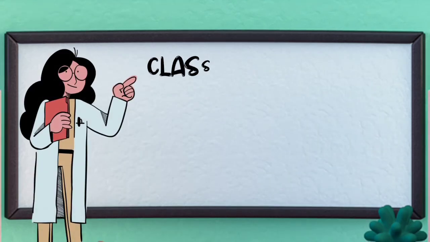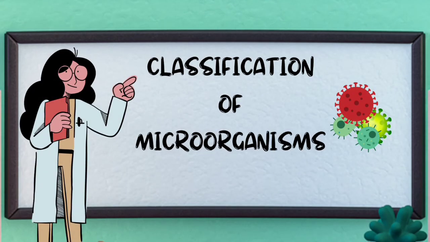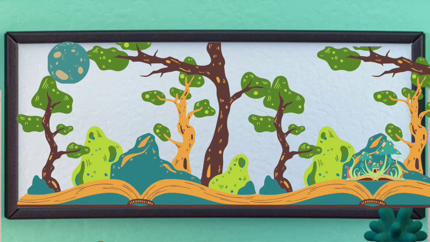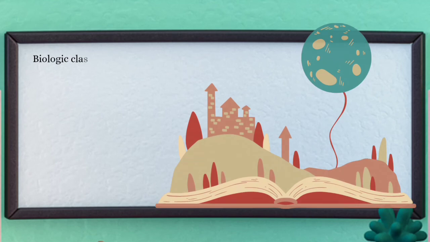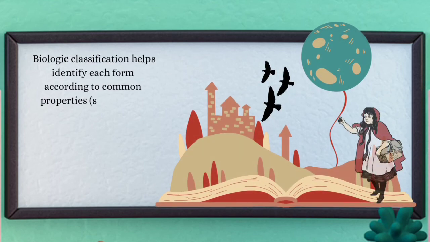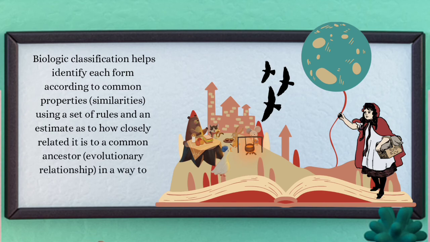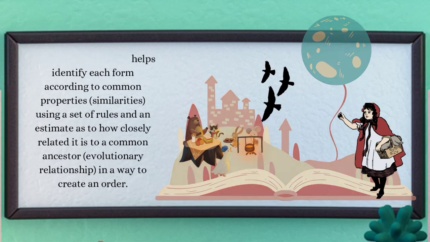Moving forward to our last topic, let's tackle classification of microorganisms. Life on Earth is famous for its diversity. Throughout the world, we can find many millions of different forms of life. Biological classification helps identify each form according to common properties, using a set of rules and an estimate as to how closely related it is to a common ancestor in a way to create an order.